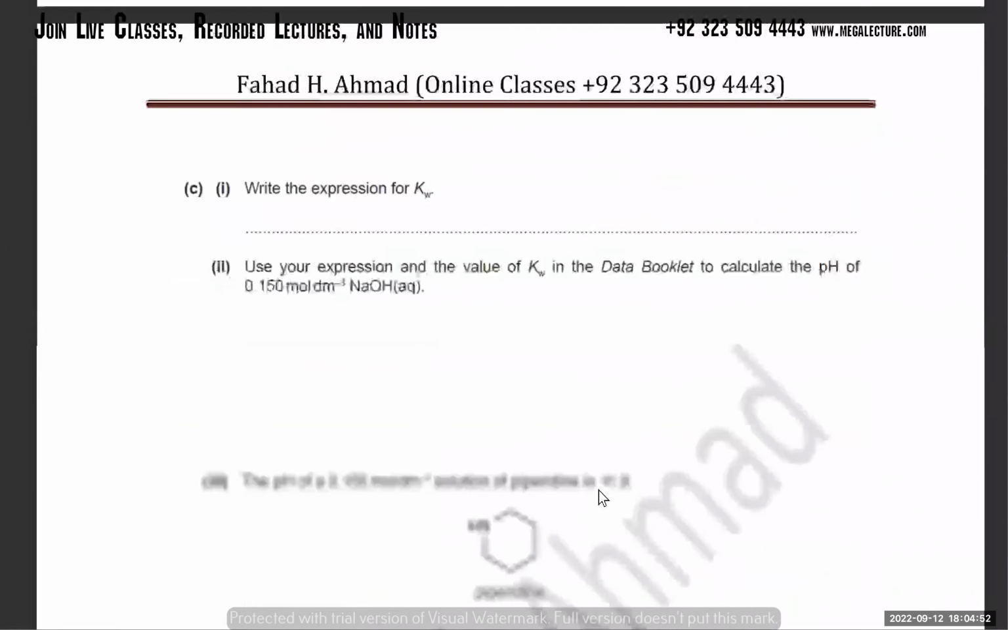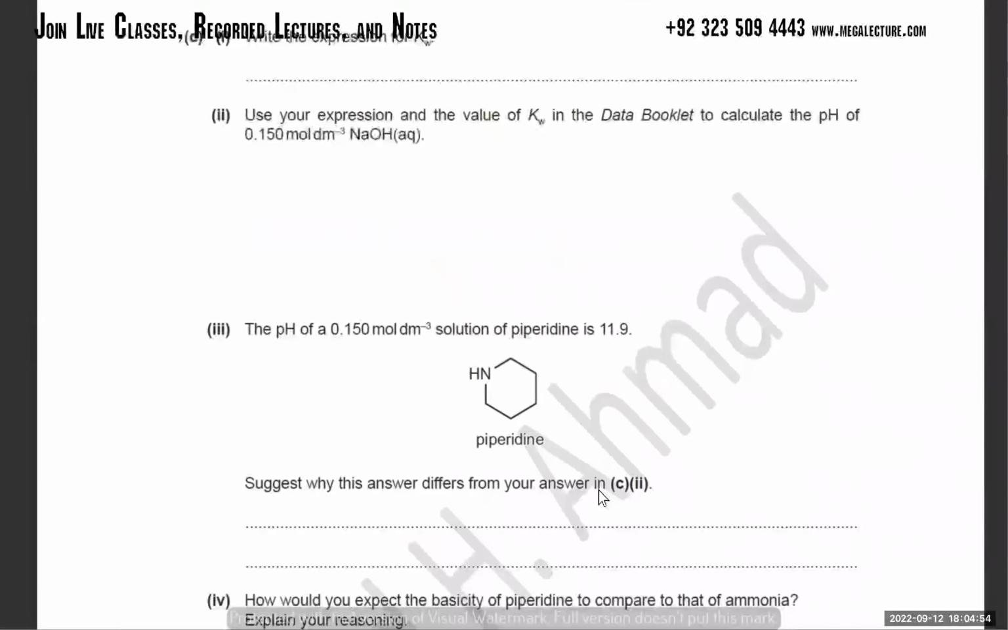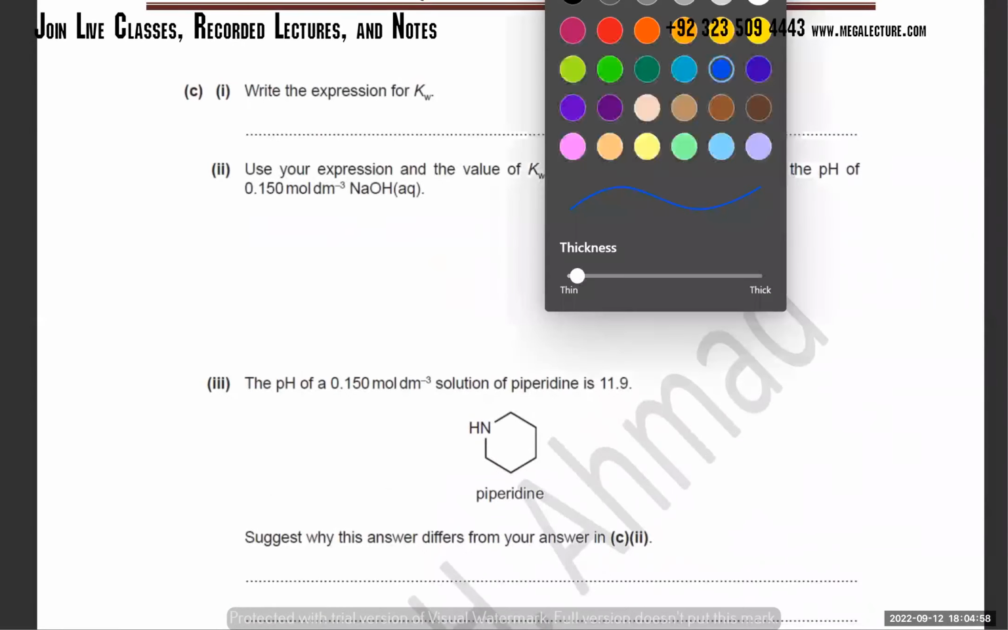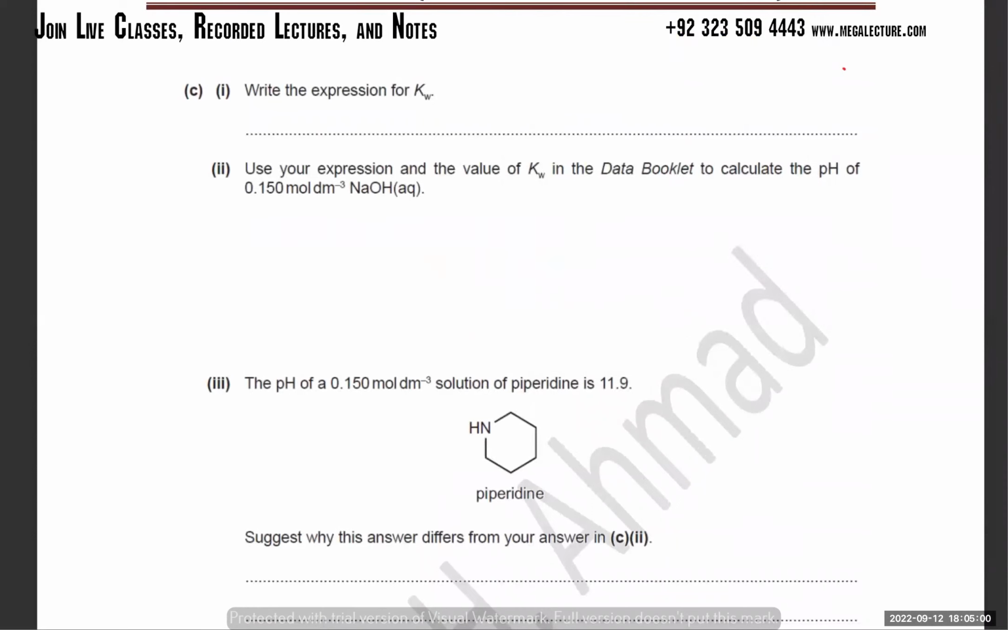So this is not Ksp, this is Kw. This question is about Kw. They are asking to write the expression for Kw. So what is Kw? Kw is simply the H+ concentration times the OH- concentration. That's what Kw is.